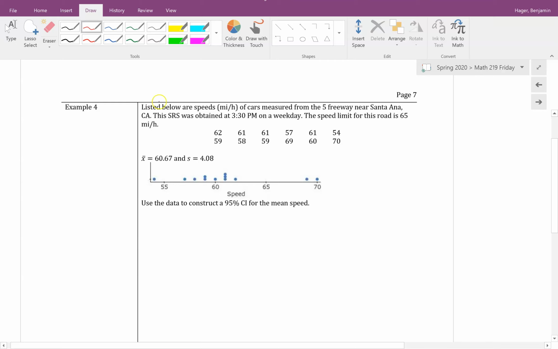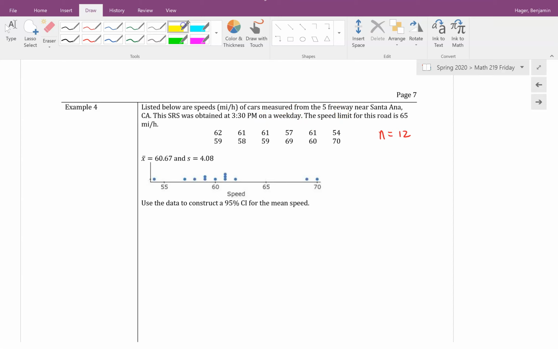Okay, so this says, listed below are the speeds in miles per hour of cars measured from the 5 freeway near Santa Ana. This simple random sample was obtained at 3:30 p.m. on a weekday. The speed limit for the road is 65 miles per hour. So they sampled what looks like, 2, 4, 6, 8, 10, 12 cars. Let me just write that down. My sample size is 12. They somehow clocked their speed, and those were the speeds of those 12 cars at 3:30 on a weekday on the 5 freeway.